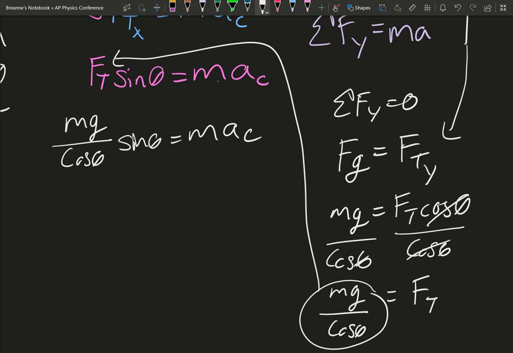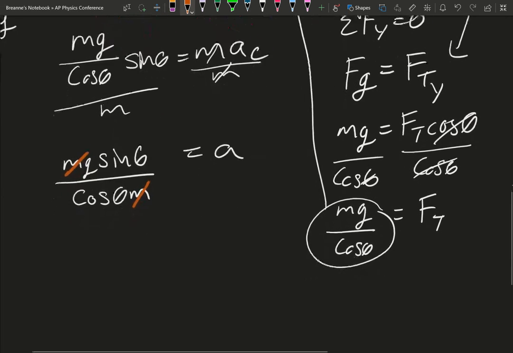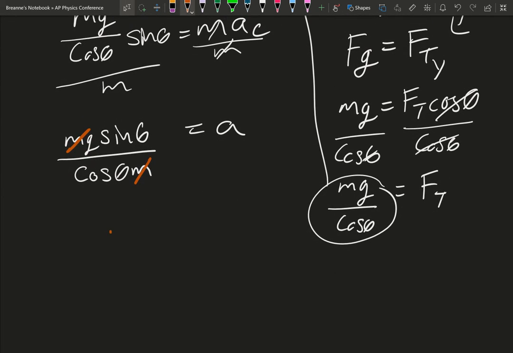So we're going to go ahead and divide both sides by m. So we get that a_c is mg sine theta over cosine theta m. What happens to your m's? Your m's actually end up canceling, which shouldn't surprise you, because if you remember doing any stuff that we did with centripetal force, our masses always end up canceling. So you end up getting g sine theta over cosine theta equals a.